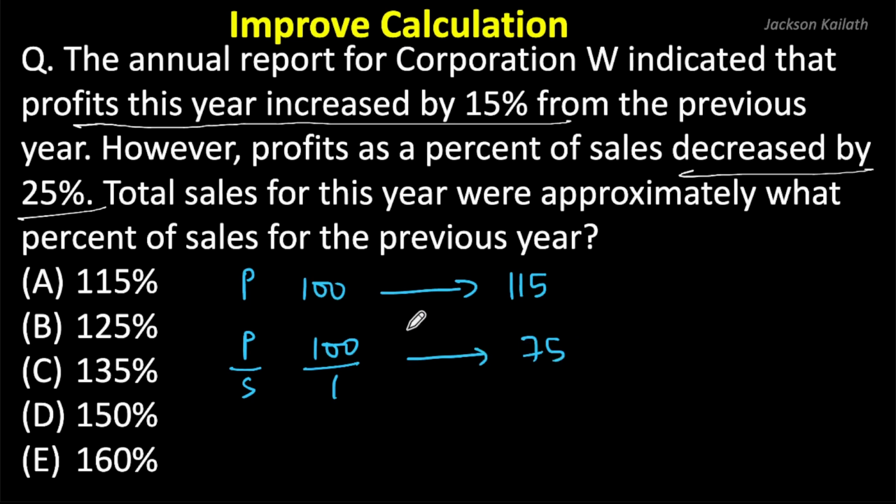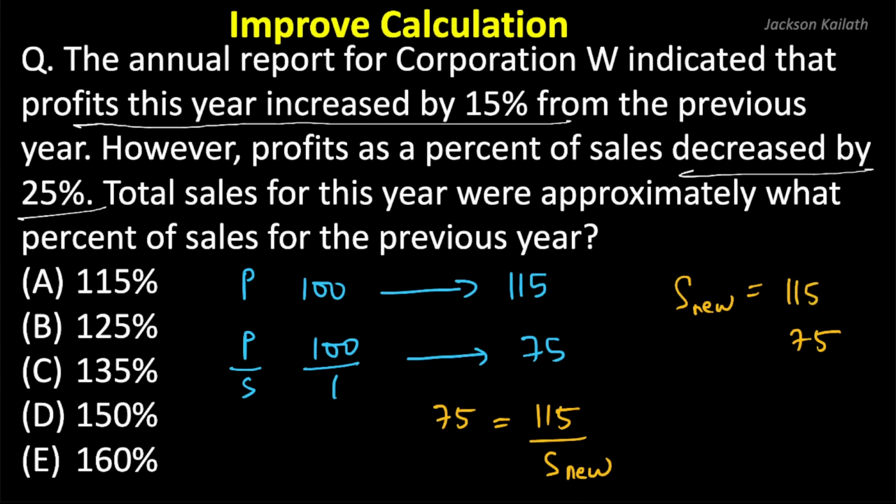Now if we were to calculate the P by S ratio for the second year independently, then we would take the profit and divide it with the new sales, right? So this 75 over here is equal to 115 divided by the new sales. Now from this we can find that the new sales is equal to 115 divided by 75. Now let's go ahead and try to simplify this. So I can see that 5 is a factor of the numerator as well as the denominator. So this simplifies to 23 divided by 15.